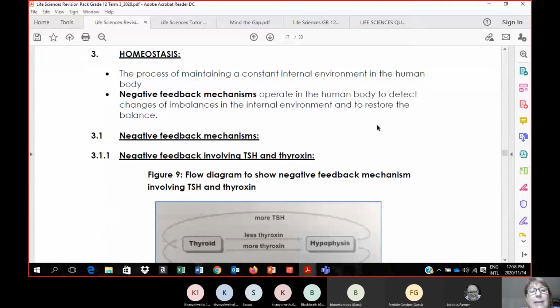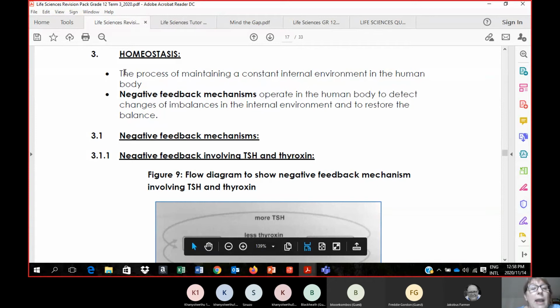Now, homeostasis can be a little bit confusing. I've got a very nice video which I hope that I can show you at the end on homeostasis, so I will do that later. But homeostasis, there's the definition. It is the process of maintaining a constant internal environment in the body.